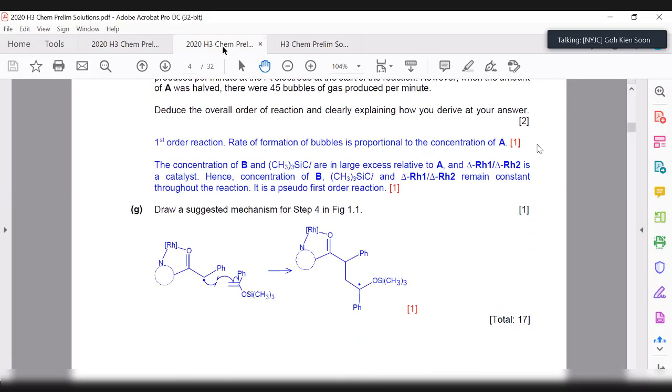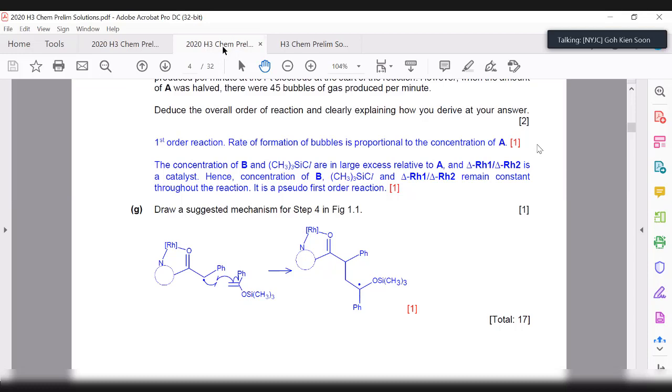And part G, the last part, was to draw a mechanism based on the reaction that was given. So they just draw a simple radical reaction, which in fact, the majority of students were able to do last year. So in fact, it was 17 marks here. The original question when I set it was in fact 20.